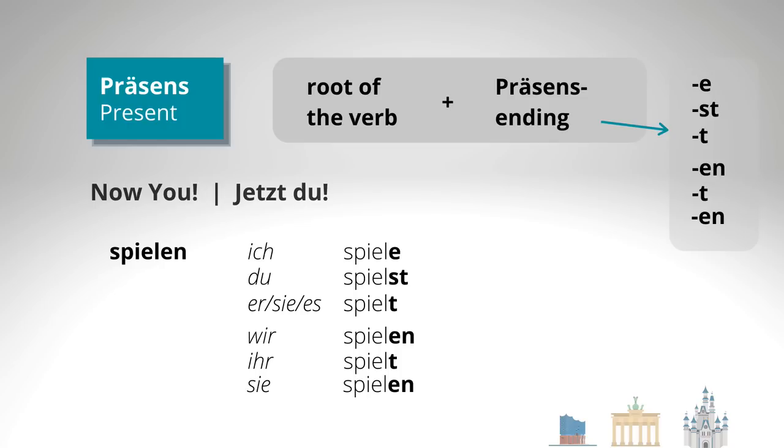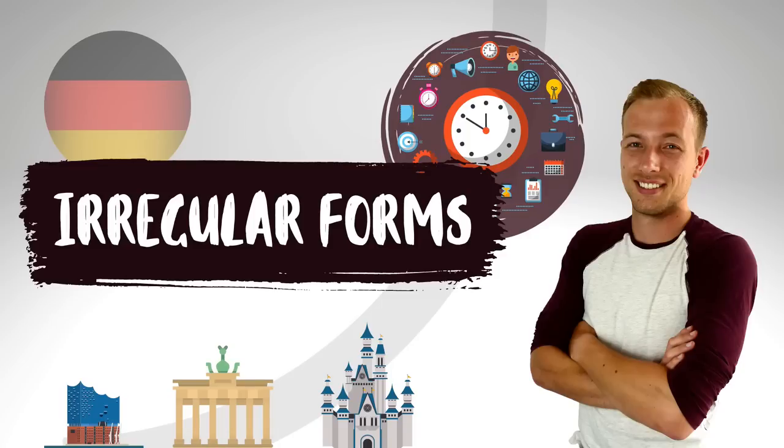But German wouldn't be German if there wouldn't be some irregular forms. And that's where the real challenge begins. But more on that in our next video.